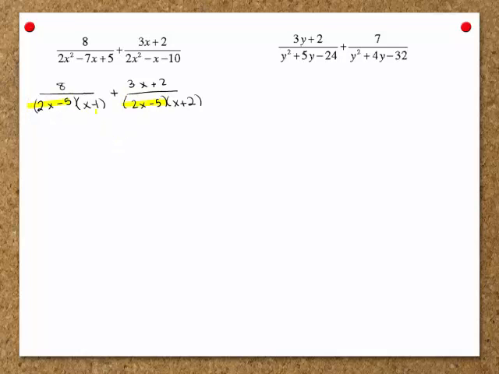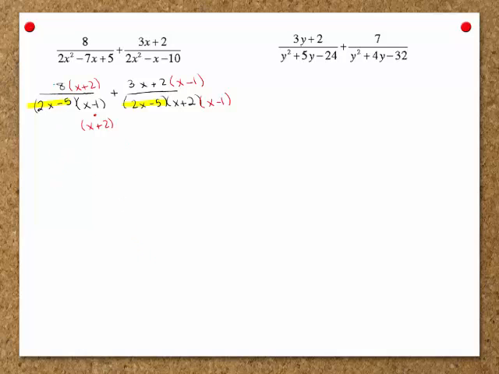Since they have a 2x minus 5 in common, those are already there. I don't need to do anything to put those there. They already have that in common. However, here I have an x minus 1 and here I have an x minus 2. So to make these match, I need to give them what they're missing, to where they have all three in common. So I need to multiply this times x plus 2 and I need to multiply this times x minus 1.